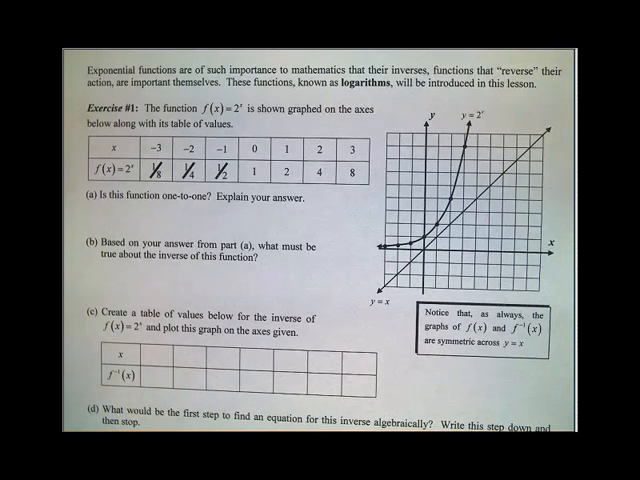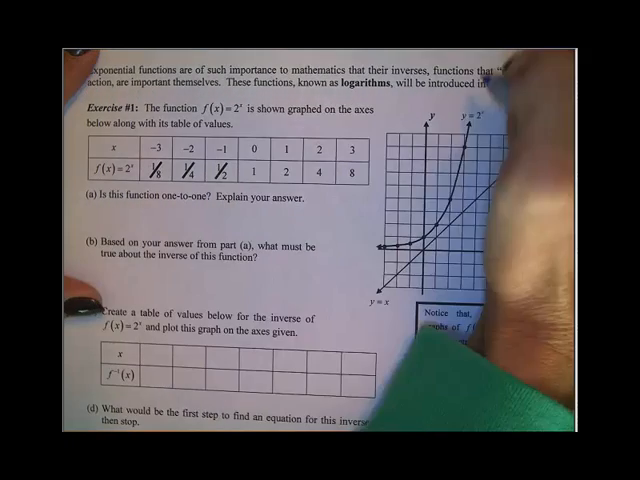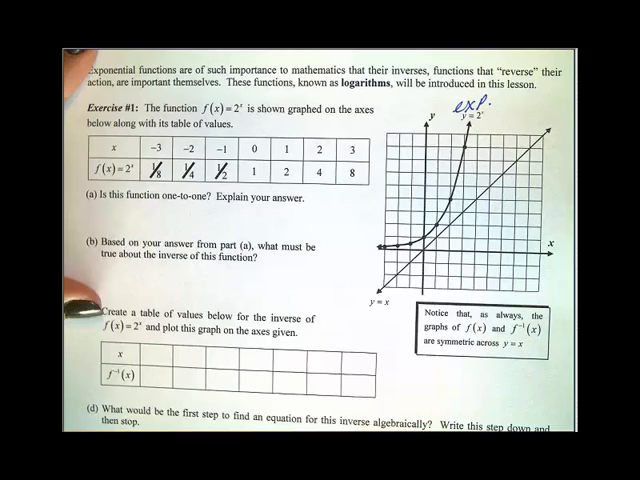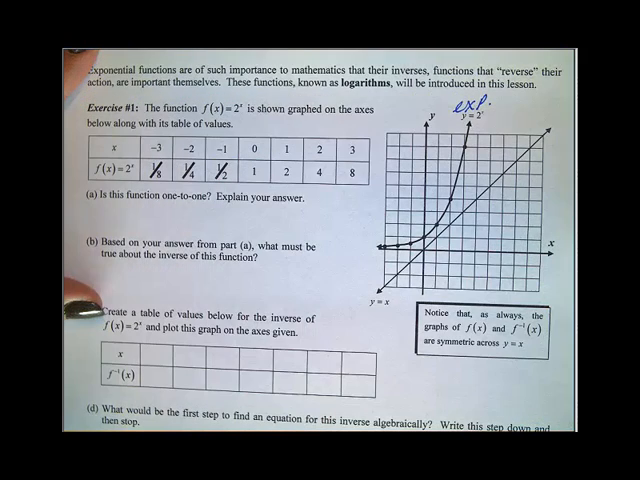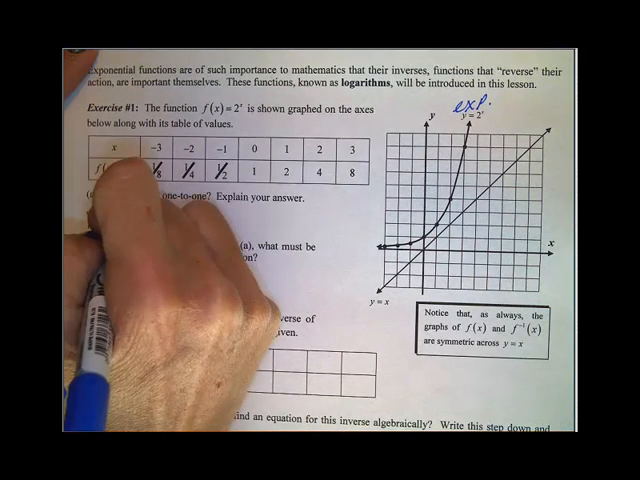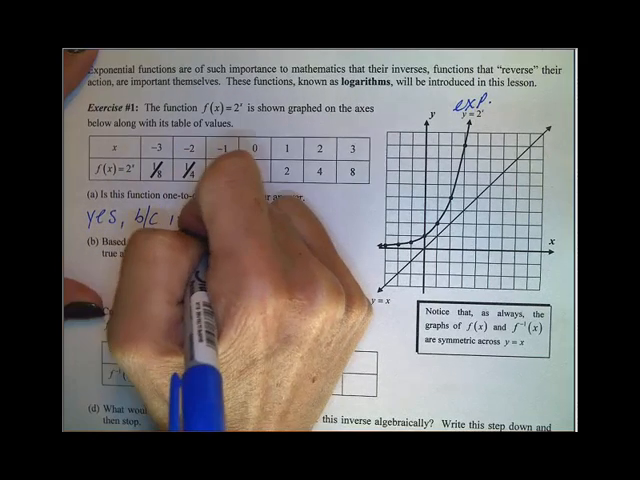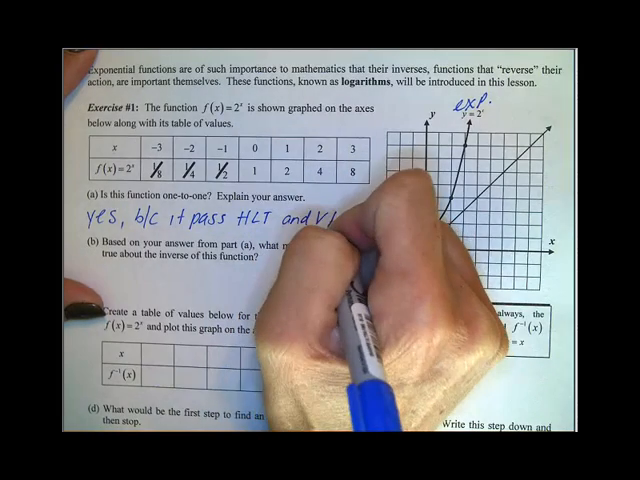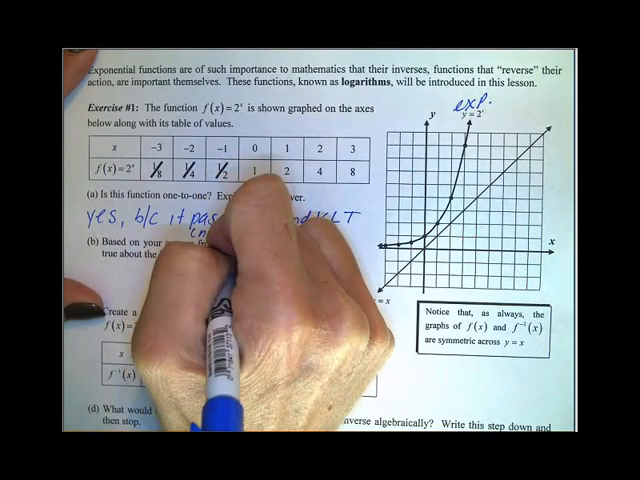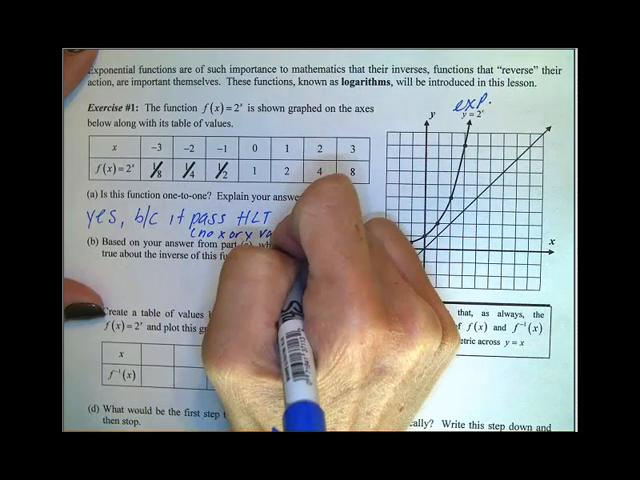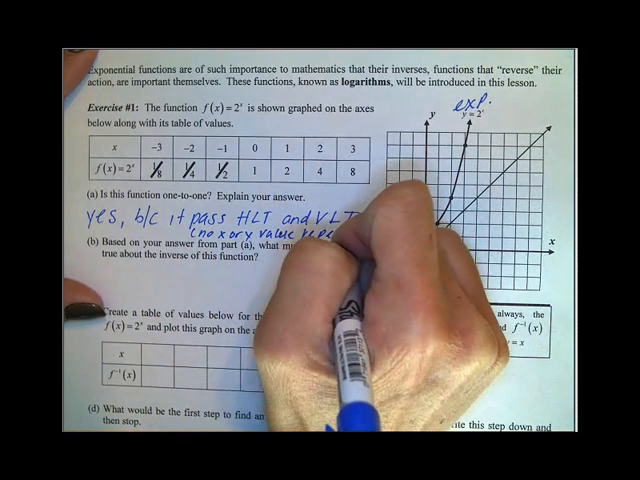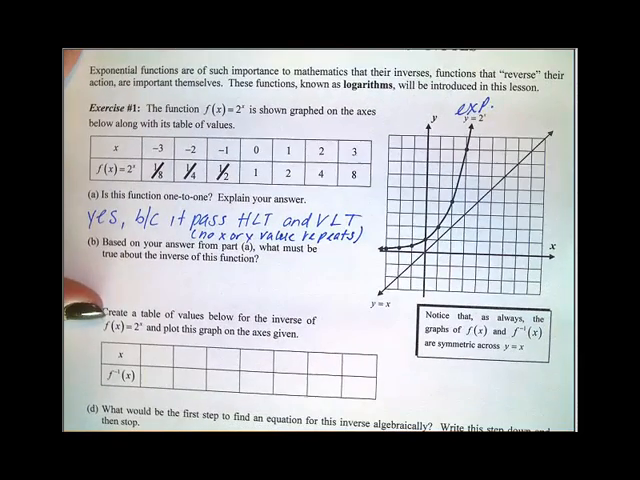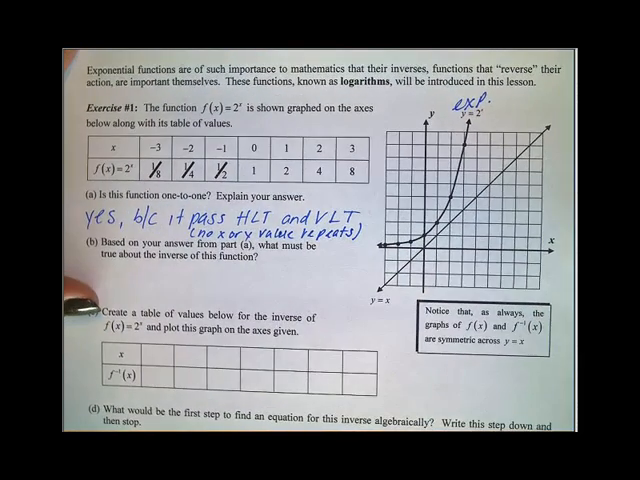Is the function 1 to 1? Explain your answer. So is y equals 2 to the x an exponential function? Yes, because x is in the exponent. Is it 1 to 1? Yes. Why? Because it passes the horizontal line test and the vertical line test. No x or y value repeats. So if we looked in the table some more, we would find that no x or y value repeats.